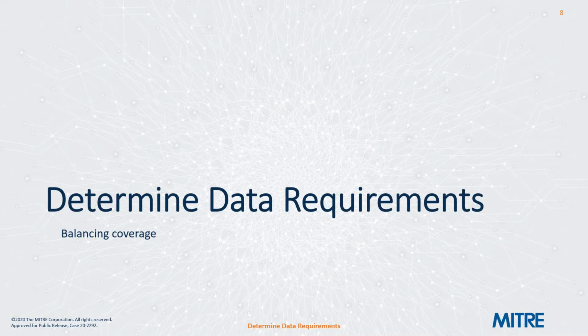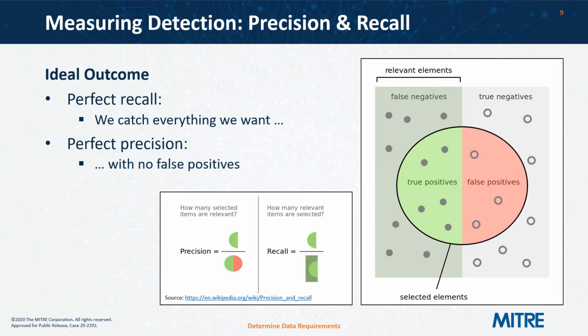When we're developing data collection requirements, we'll need to balance precision and recall as we discussed in previous modules. Remember that precision is a measure of how few false positives our approach generates. Perfect precision means no false positives. Recall, on the other hand, is a measure of how many true positives we detect, relative to how many truly malicious events there are to detect. Perfect recall means no false negatives, because we're detecting all of the malicious activity.